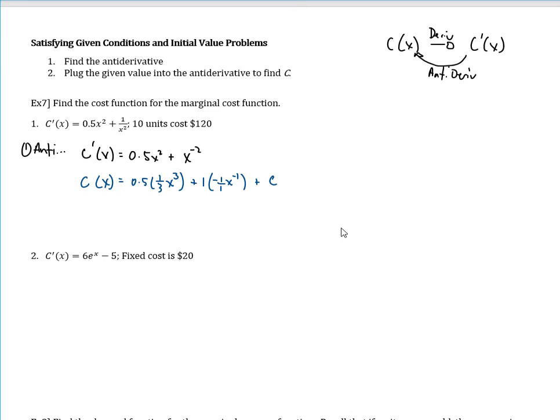Now, this constant c is just a generic letter. It's not part of this cost c. So if you want to change it, you can, but it's usually just left as capital C, and we know eventually it will change into a number for these problems.